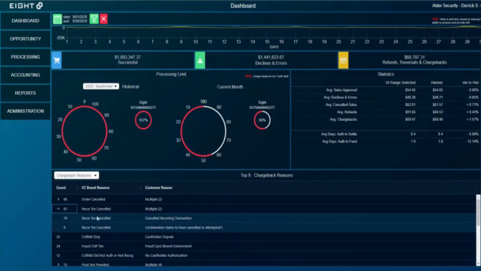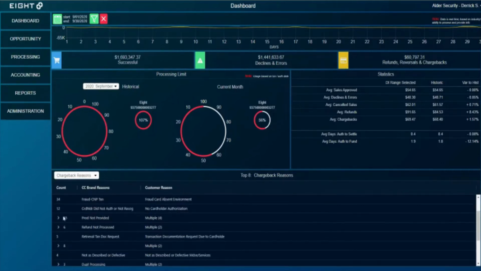So you have 83 where, on the recurring product for this service they provide, people said, I've canceled that. So 74 directly said that. 9 of them said, hey, I've attempted to cancel and I can't get them to return a call or whatever. So you can see what the customers are saying. This is good information here because this is a complaint by the customer. This is the code by the industry.